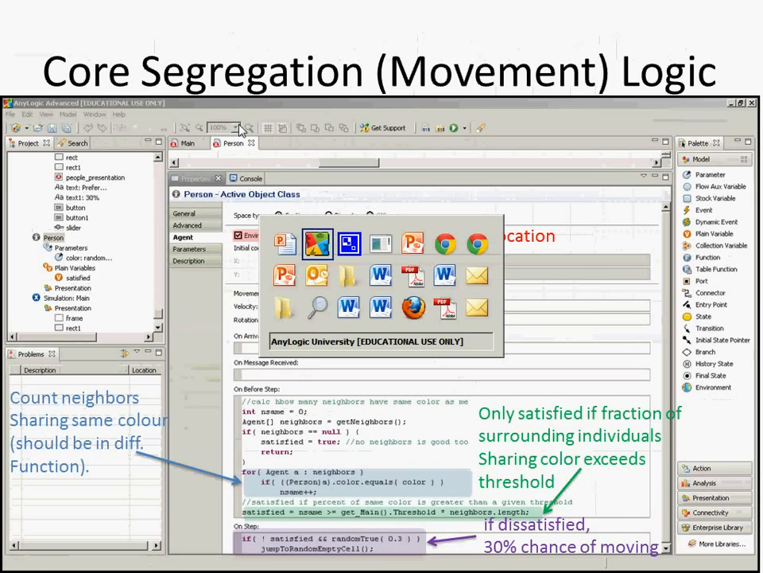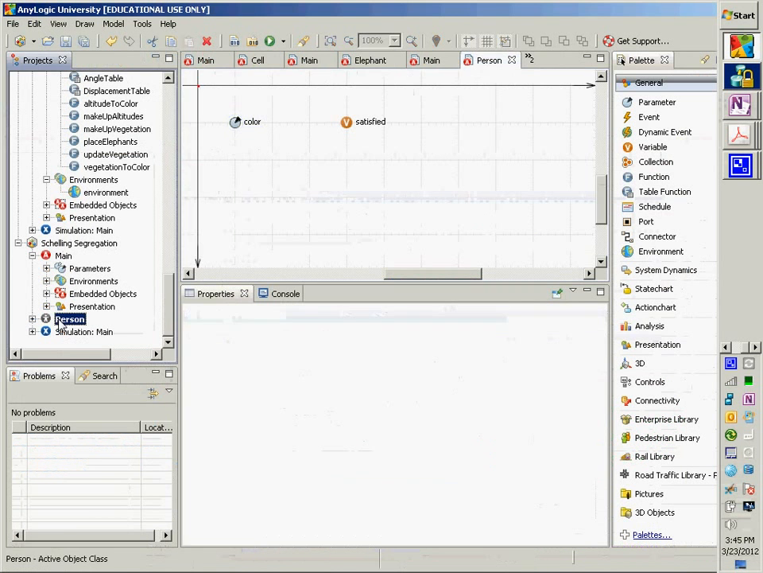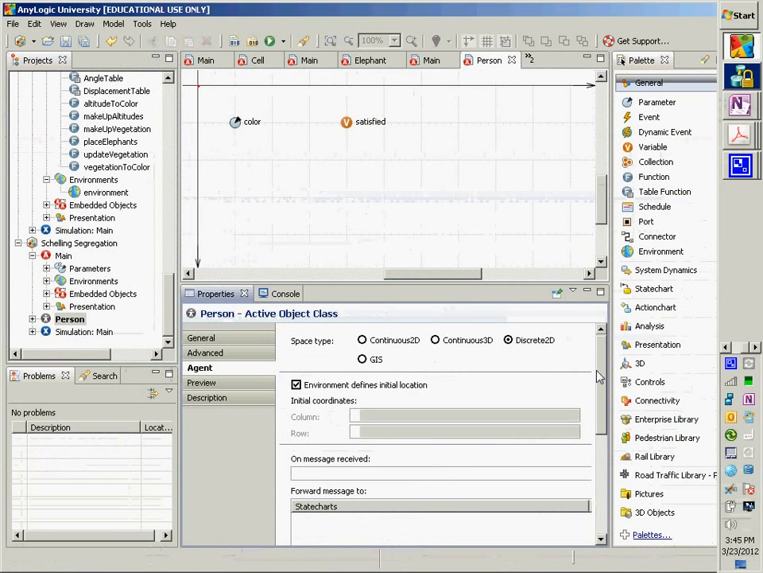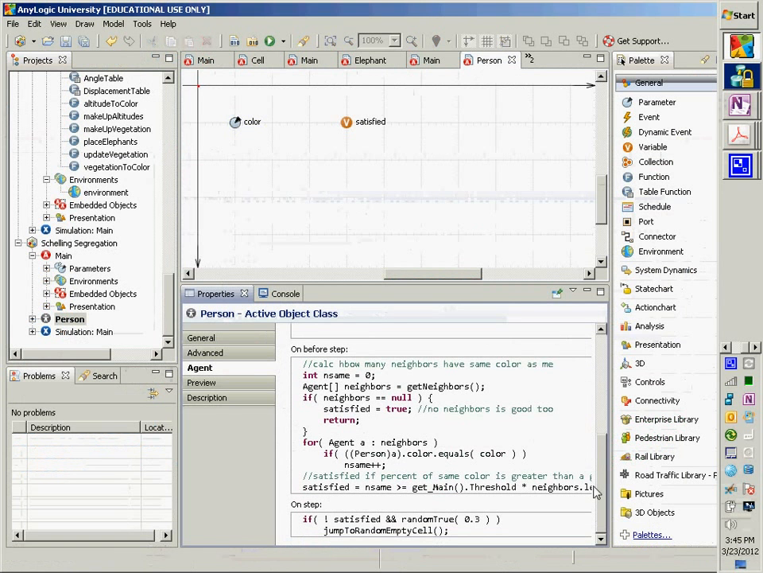Person, okay? So go to person here, and in person, under agent, there'll be some code here. And this code, once again, matches the basic criteria we specified earlier. So it's going to compute an on-before step some information based on its own state and the state of those around it. And then it's going to update its state based on that information it had previously collected within the on step at the time of on step.